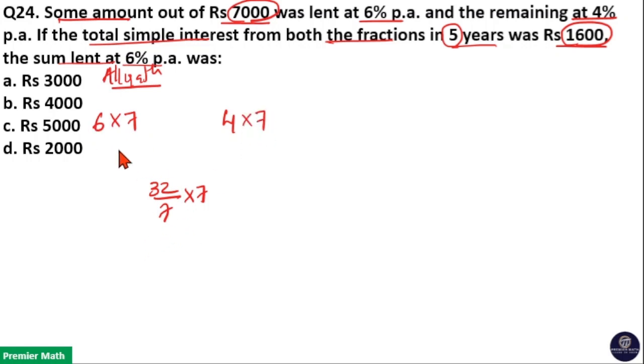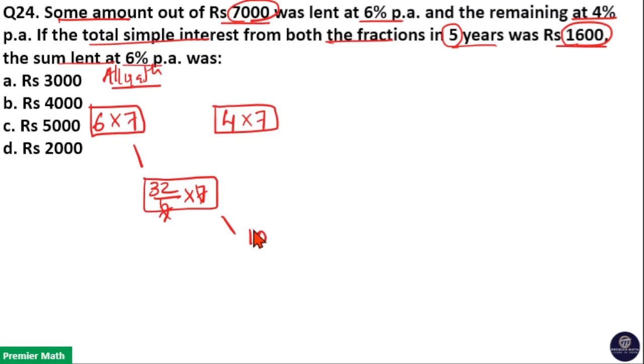Now, 6 into 7 is 42 and 4 into 7 is 28 and this is 32. Now if I take the difference between left hand side and the middle term, it is equal to 42 minus 32, which is equal to 10. And if you take the difference between 28 and 32, that is 32 minus 28 is 4. So 4% and 10% ratio is 4:10. I will cancel it with 2. Then 2:5 is the ratio.